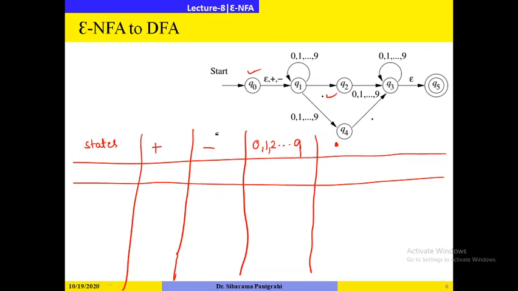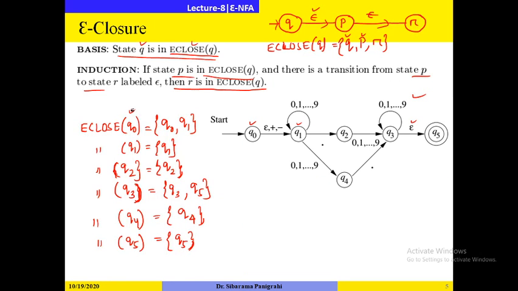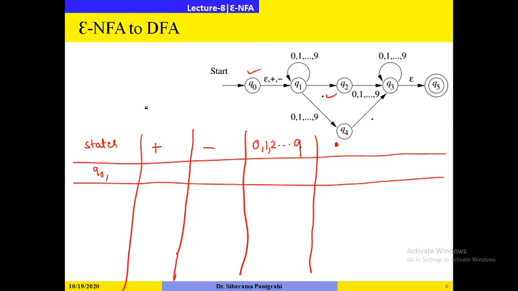So now let me do this subset construction method. So I will start from the initial state. What is the initial state? Q0. So Q0 means, I have to look at the epsilon closure of Q0. The epsilon closure of Q0 is Q0 Q1. So I will start from Q0 Q1.